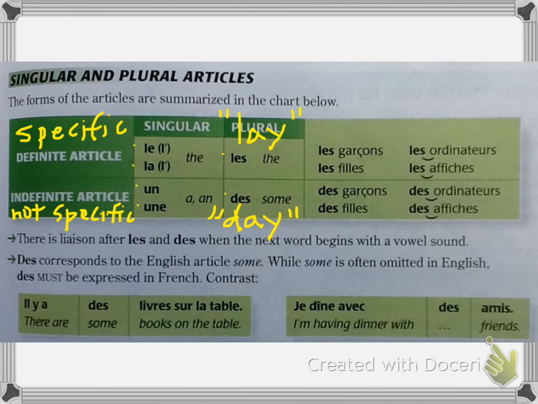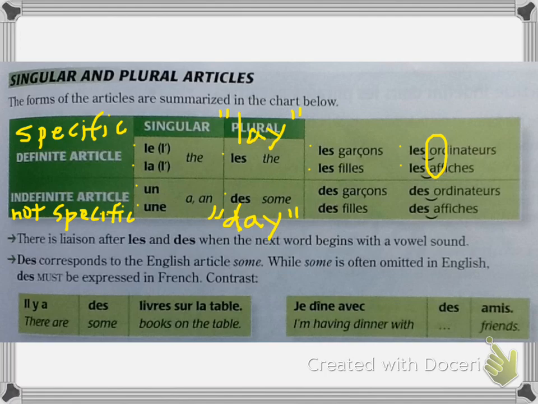S'il vous plaît, répétez: le, la, les. Les garçons, les filles, les ordinateurs, les affiches. Again, because we have these words starting with a vowel, we hear the S's of the les as Z's.